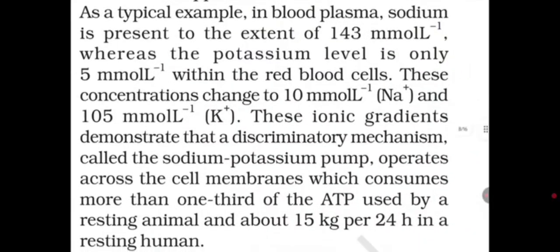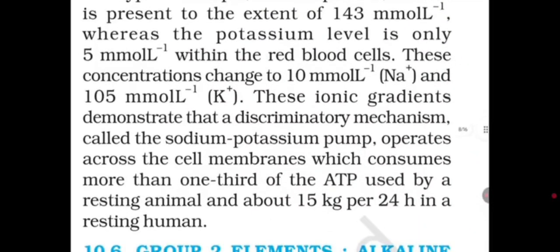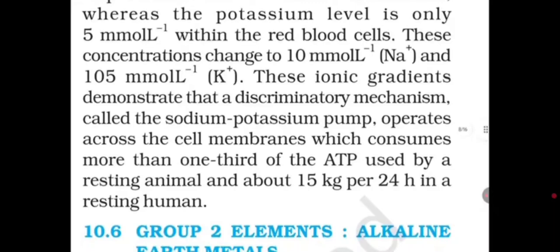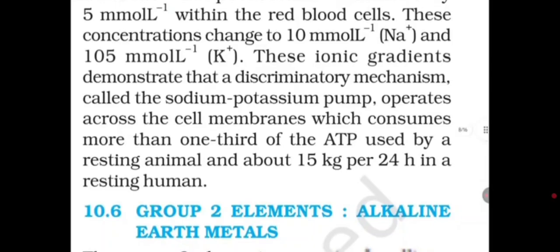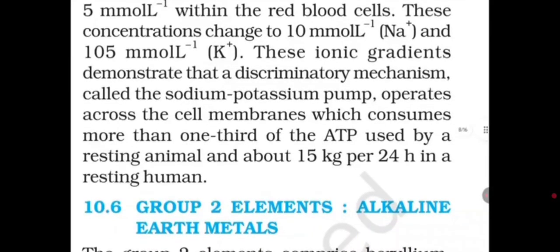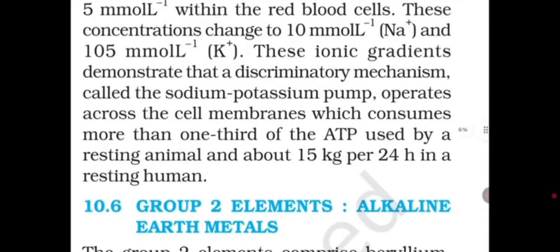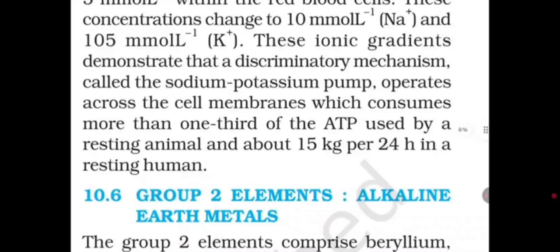As a typical example, in blood plasma, sodium is present to the extent of 143 millimole per liter, whereas the potassium level is only 5 millimole per liter. Within the red blood cells, these concentrations change to 10 millimole per liter sodium ions and 105 millimole per liter potassium ions.